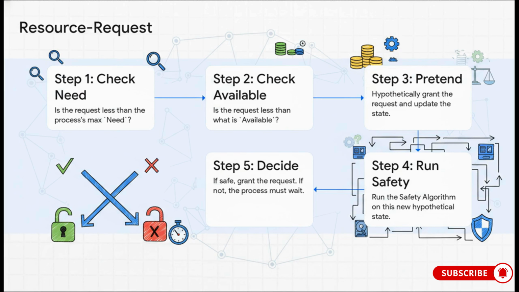A process makes a new request for resources. What does the OS, our banker, do? First, it does some basic checks. Is the request valid? Do we even have enough available resources right now? If those checks pass, it moves into a hypothetical world.